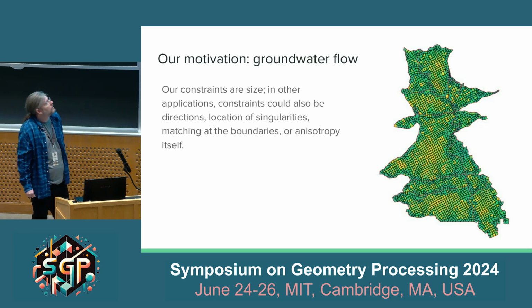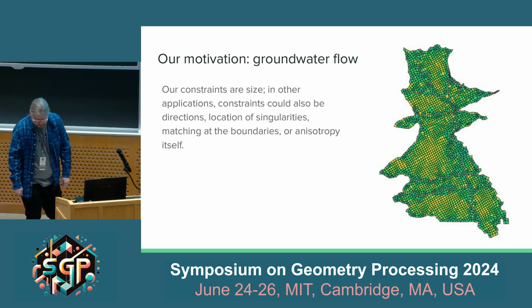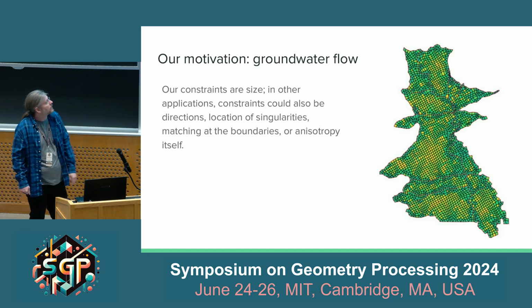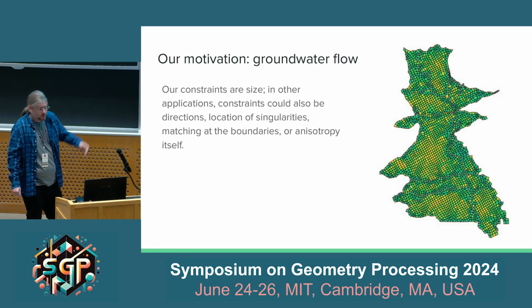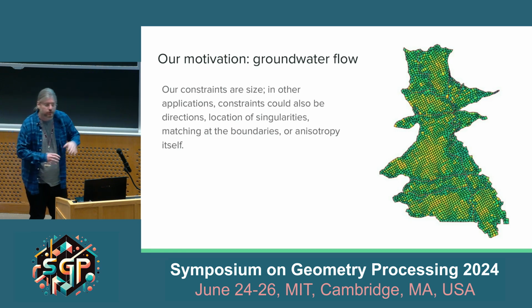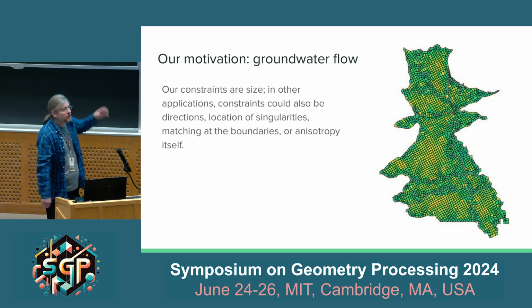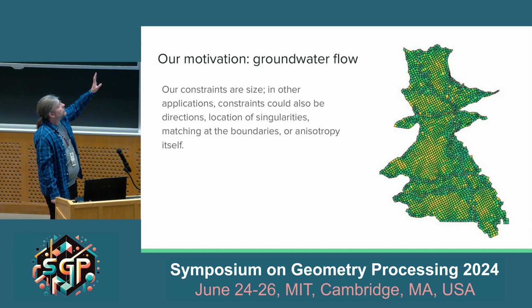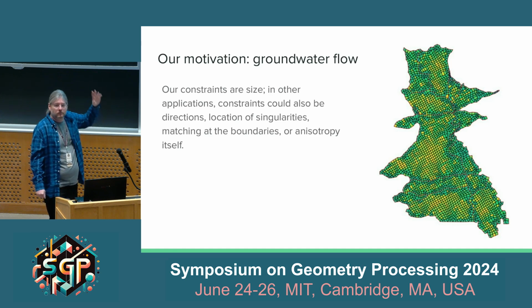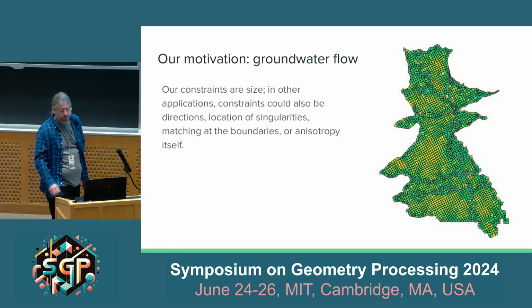This work was motivated by groundwater flow. So this is the Sacramento Valley in California. The constraints we're working with are just size, but there are plenty of other constraints that will actually end up having pretty much the same impacts on the resulting fields. So hopefully, I can convince you that there's still useful math to be done in the plane.